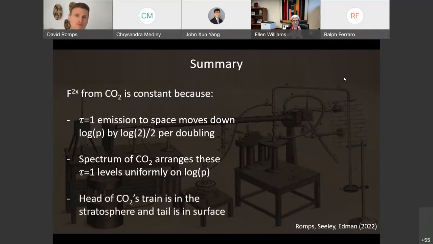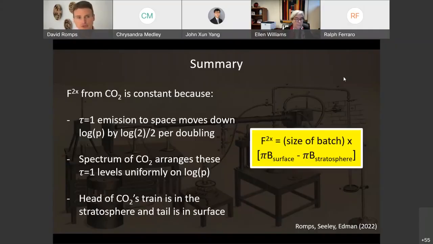Finally, for present day concentrations, the head of the train is up in the lower stratosphere, the tail is at the surface, and so when we move the train one car forward, we effectively replace a train car at the surface, 289 Kelvin, with the train car in the stratosphere, 205 Kelvin, and so we get a very simple expression for the forcing from the doubling, which is the size of the batch of the wave numbers that moves for every doubling of CO2, that is, log 2 over b, times the difference between pi B at the surface and the stratosphere. So that's the story, and I'll end there.